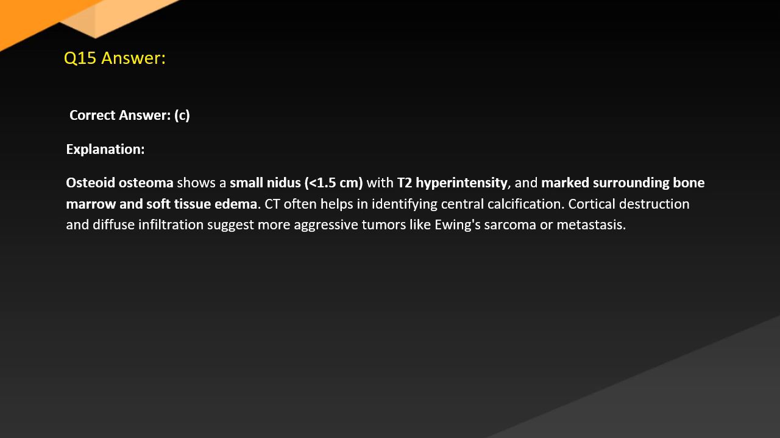Answer. Correct answer C. Explanation. Osteoid osteoma shows a small nidus, less than 1.5 cm, with T2 hyperintensity and marked surrounding bone marrow and soft tissue edema. CT often helps in identifying central calcification. Cortical destruction and diffuse infiltration suggest more aggressive tumors like Ewing sarcoma or metastases.